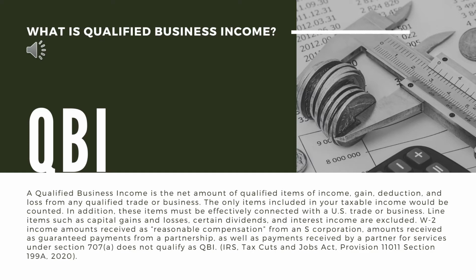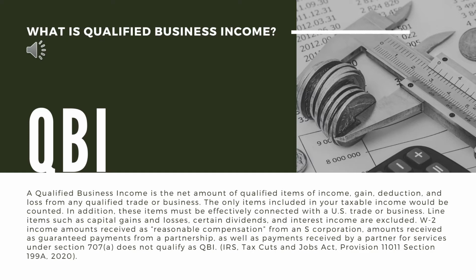In addition, these items must be effectively connected with U.S. trade or business. Line items such as capital gains and losses, certain dividends, and interest income are excluded. W-2 income amounts received as reasonable compensation from an S corporation, amounts received as guaranteed payments from a partnership, as well as payments received by a partner for services under Section 707A, do not qualify as qualified business income.